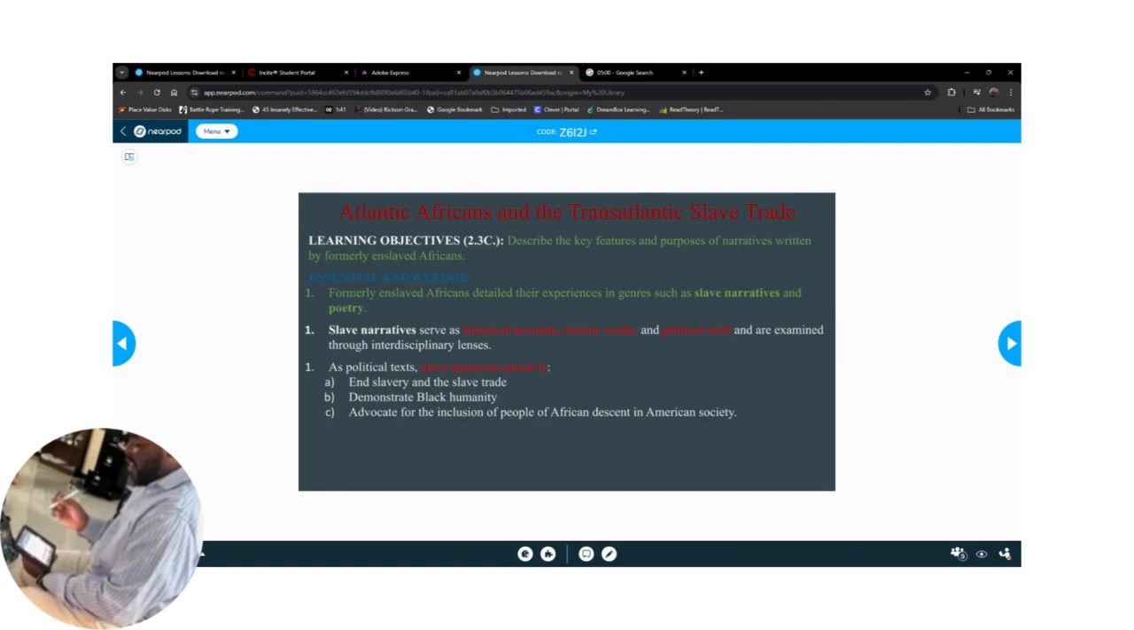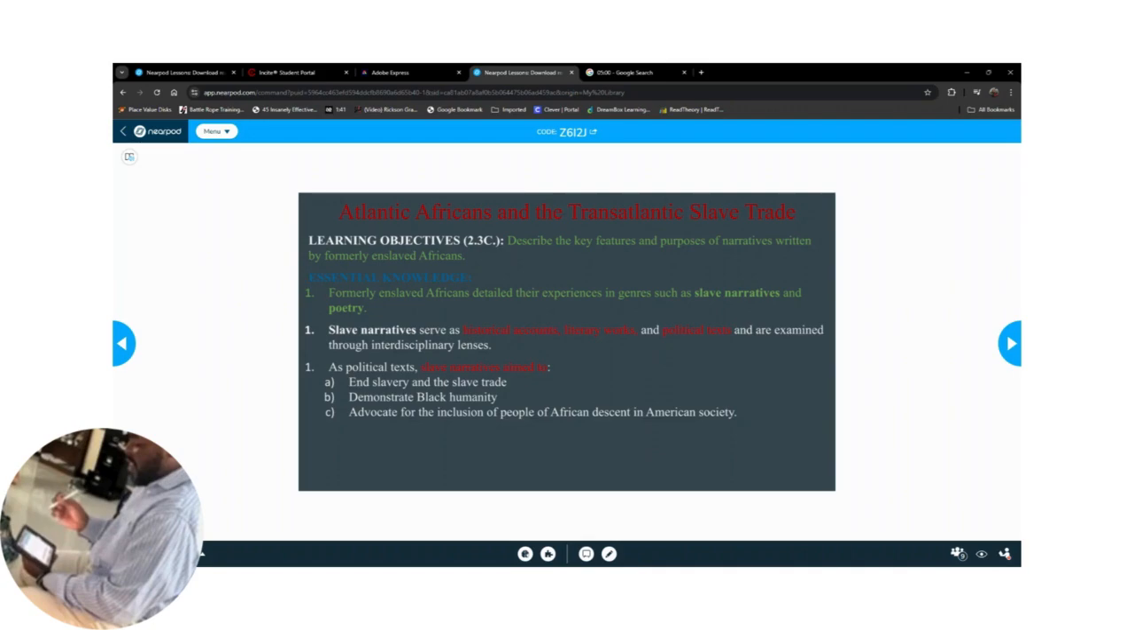All right, let's move on to now 3C. So we should have another set of notes, right? So we talked about the before, how it made things unstable. Is everybody with me so far? Now, be clear. What I'm telling you, you should also be doing in your notes on your own, right? Even the little breaks is when you should be writing on your own. So now, describe the key features and purposes of narratives written by former enslaved Africans.